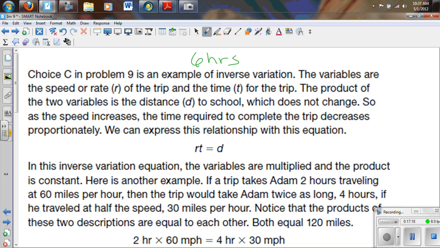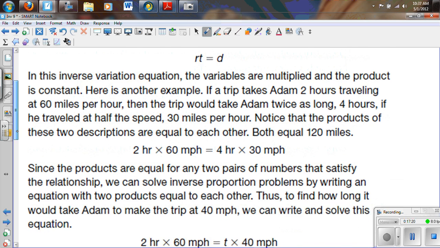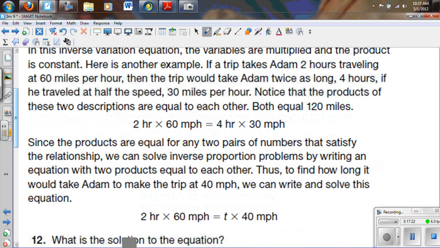And so inverse variation is a little bit simpler because all you need to do is show the multiplication of what you're doing. If it takes 2 hours to go 60 miles an hour, then in 4 hours you can do it at 30 miles per hour. So the distance really is remaining the same, and what's changing is the miles per hour.